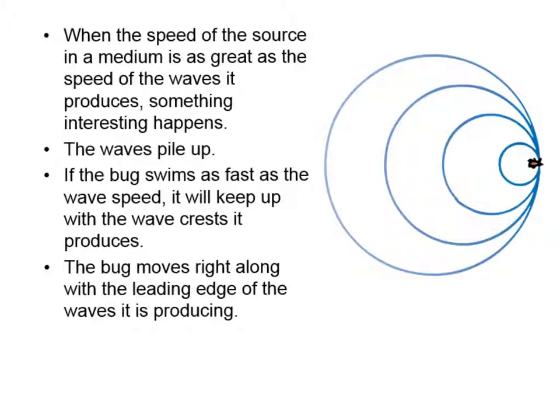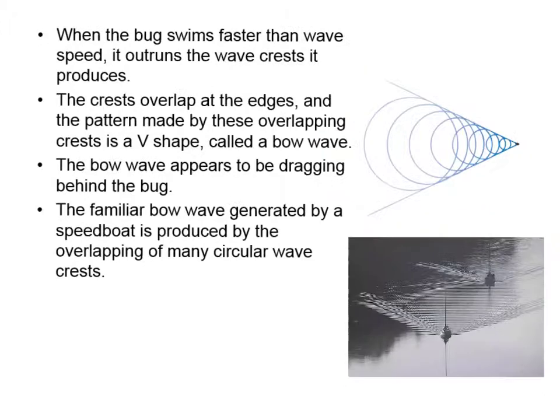So a supersonic airplane will fly into smooth, undisturbed air because no sound wave can propagate out the front of it. And this is similar to our bug here, right? Our bug, if he speeds up a little bit more, so he's moving faster than the waves he's producing, then he's always going into an area out here where the water's nice and smooth and unrippled. So when the bug is swimming faster than the wave speed, it outruns the wave crests that it produces. And the crests then overlap at their edges, and we get this pattern made by these overlapping crests.